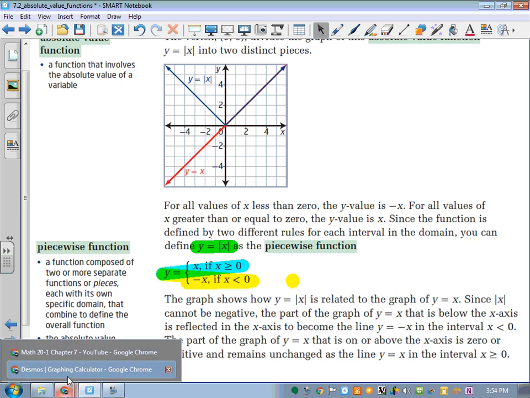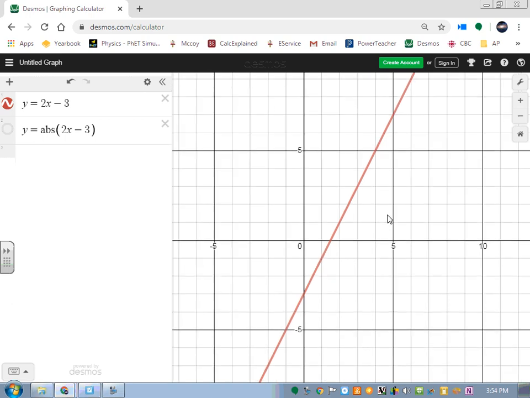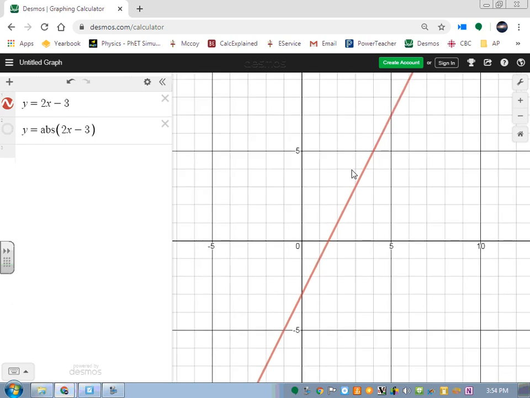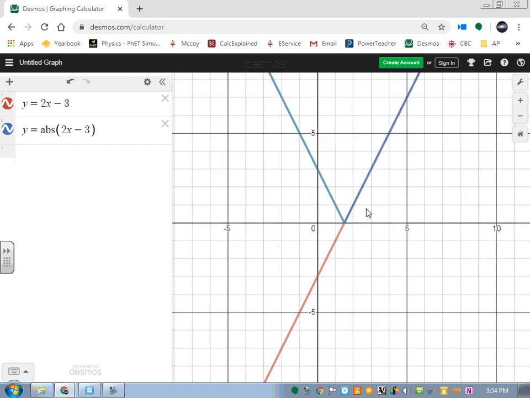I have Desmos open here on two functions we're going to look at within the notes. My red line is y equals 2x minus 3. But if I were to throw an absolute value in front of that, really what it's doing is taking where the function is negative and reflecting it across the x-axis. So the blue graph is y equals the absolute value of 2x minus 3. The red graph, where we lose a piece here, is y equals 2x minus 3.